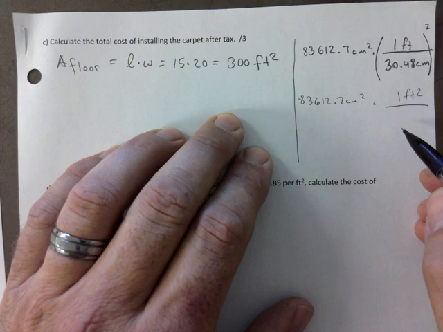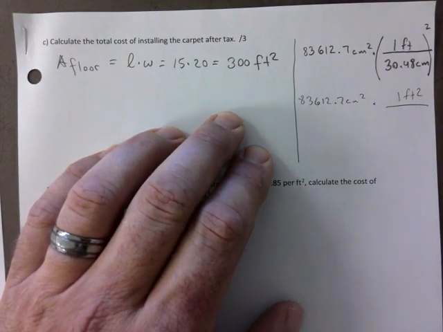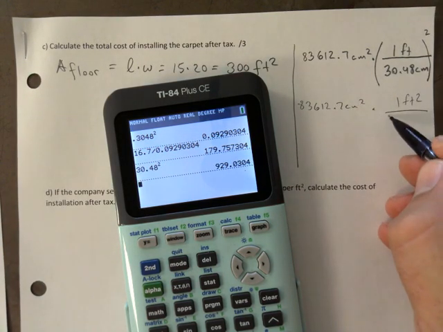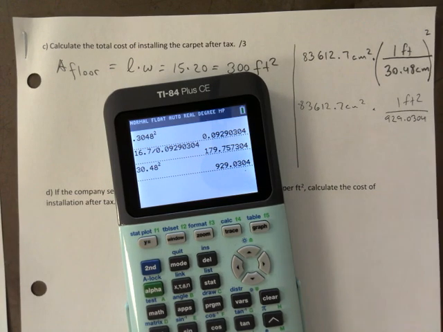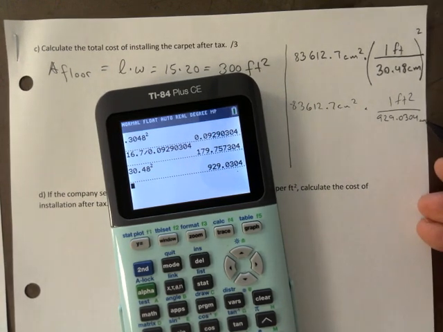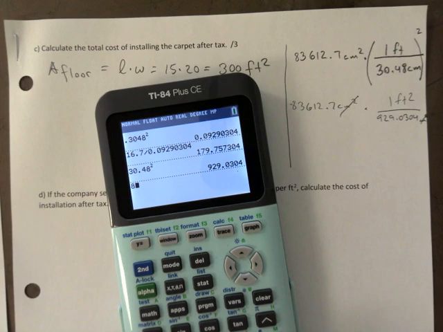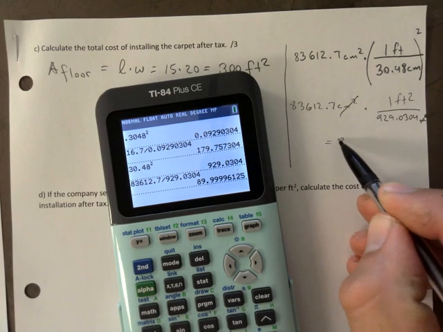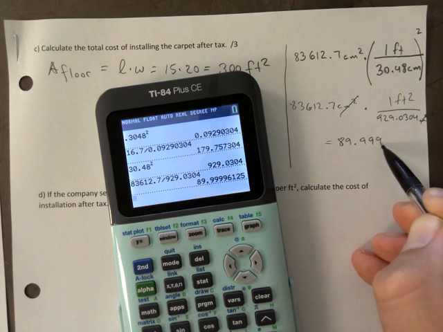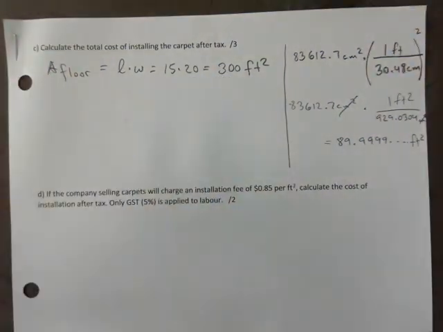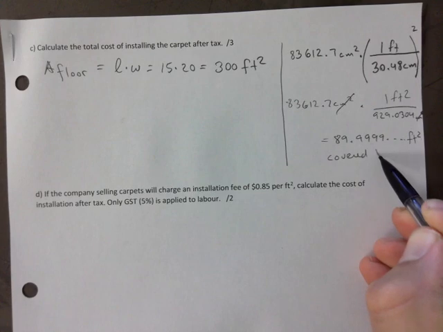I need help on this one. I don't have that exactly on my key because I did it in one shot, but I would like you to see that step. That's 929.0304, actually, square centimeters. So you cancel these out. So it's this divided by that, right? So 83,612.7 divided by that, which is 89.9999, and that keeps going, square feet. So that's what's covered by one roll.